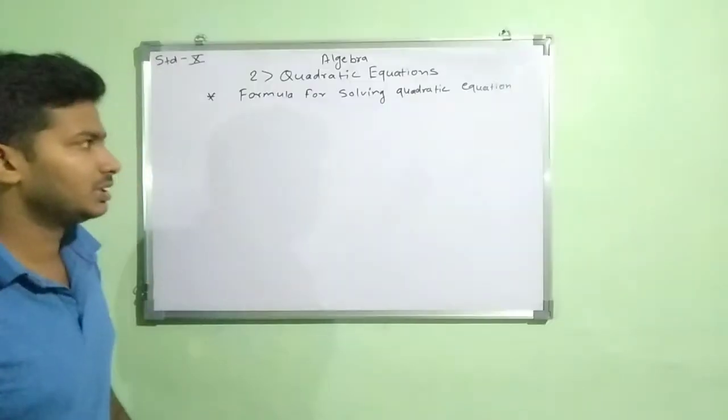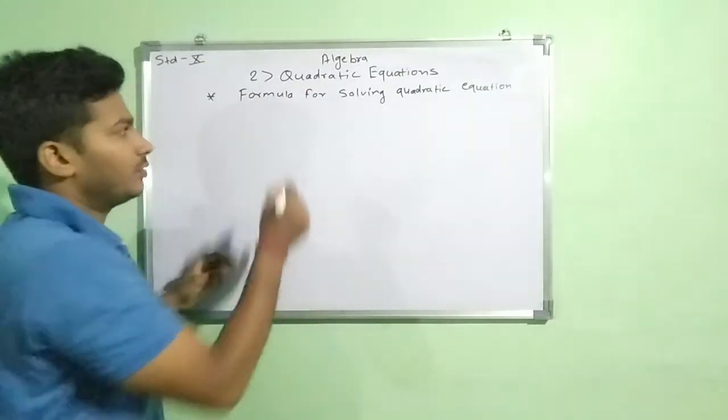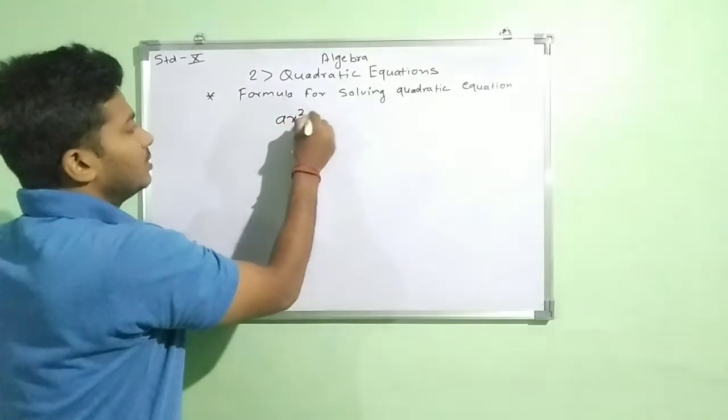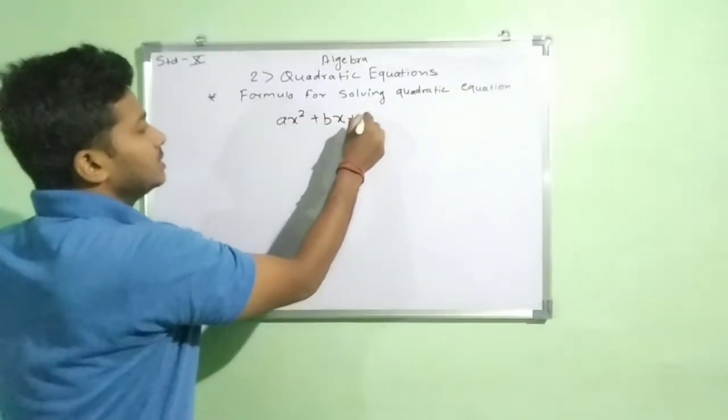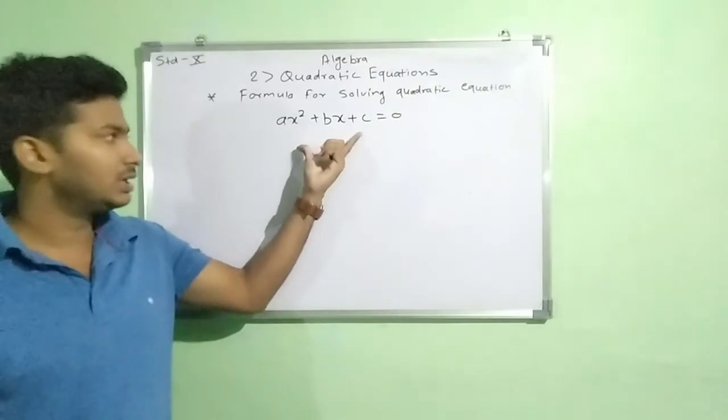So in this method, first of all, whatever our equation is, we have to write that equation in the standard form. That means ax square plus bx plus c is equal to 0. That form is the standard form, the general form of the quadratic equation.